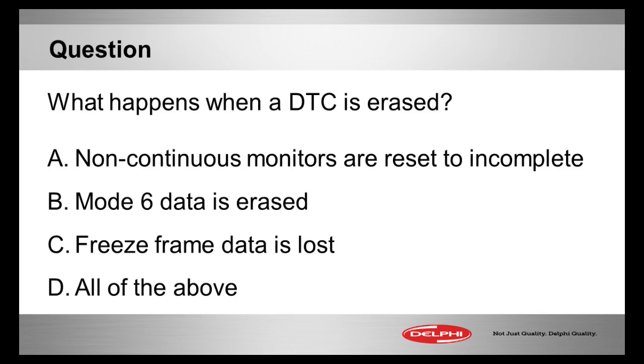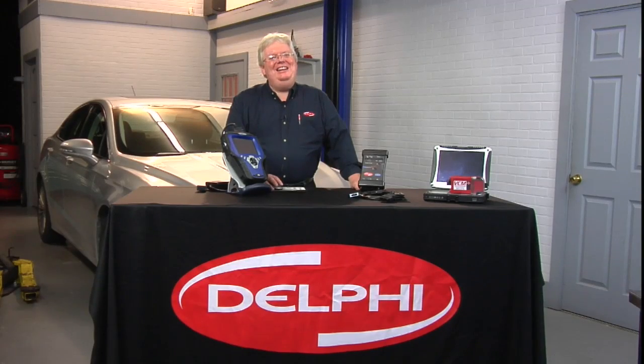All right, next question. What happens when a DTC is erased? A, non-continuous monitors are reset to incomplete. B, mode 6 data is erased. C, freeze frame data is lost. Or D, all the above. All right, all our numbers are in. Wow, you should be happy. We've got 5% saying C and 95% saying D. Well, 95%'s gotta be right. How can that be wrong?